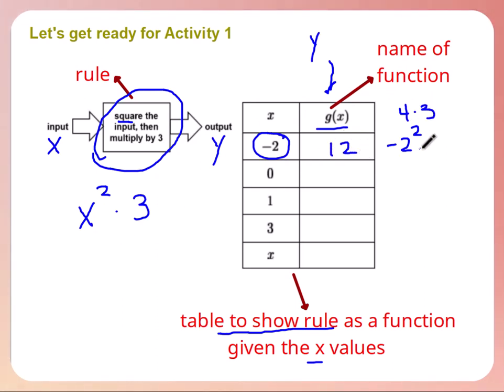We're going to use that same rule, and now we're going to plug in 0 for x. So 0 squared is 0, and then 0 times 3 is 0. All right, let's move to 1. We're going to take our x value and square it. So 1 squared is 1. And then we're going to multiply by 3. So 1 times 3 is 3.